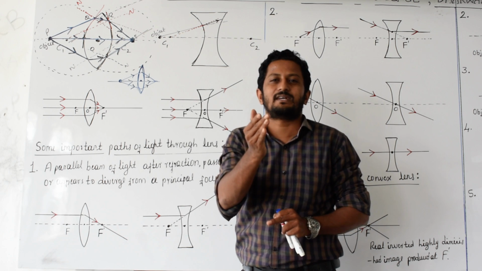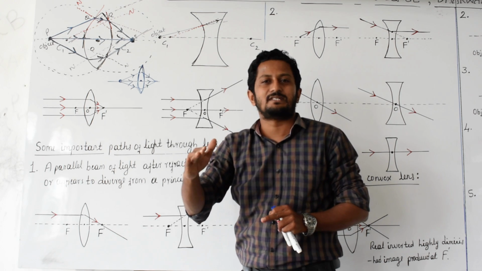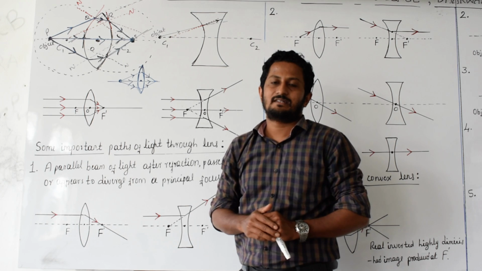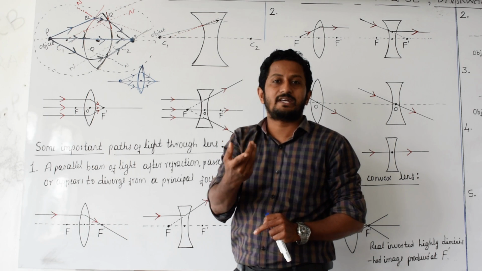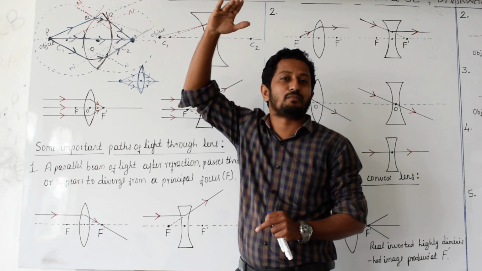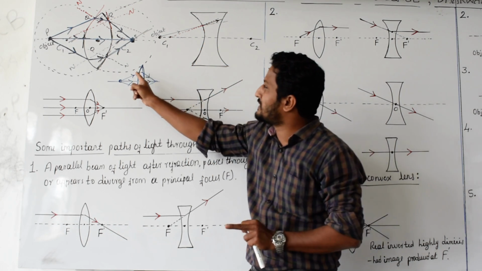You should know that if it is convex, then the light ray is converging, I mean coming towards the principal axis. If a lens is concave, then the refracted light rays are moving away from the principal axis. That I show here now.